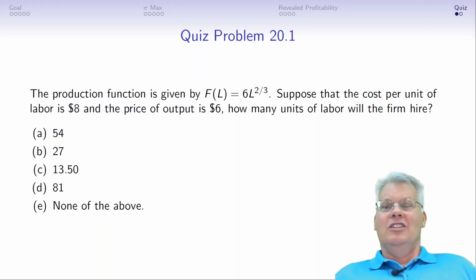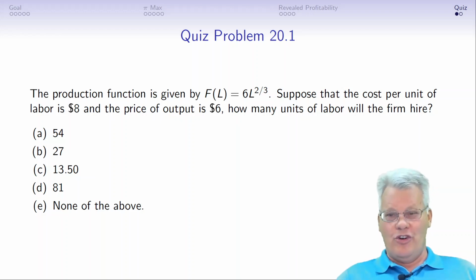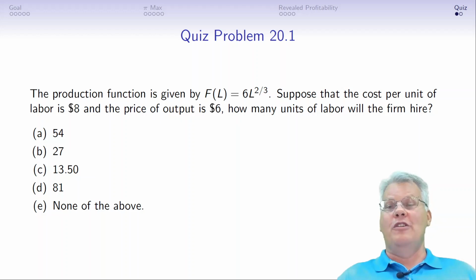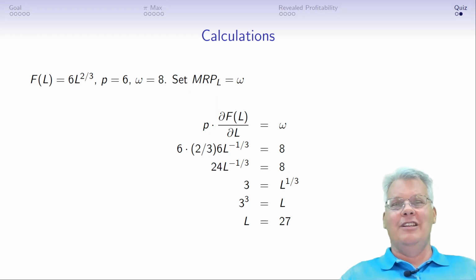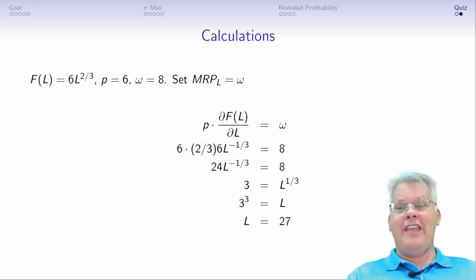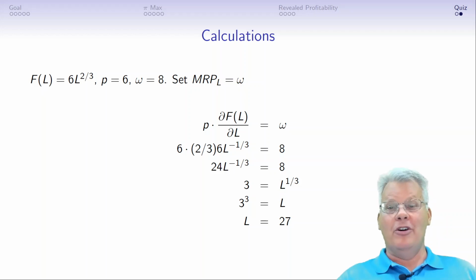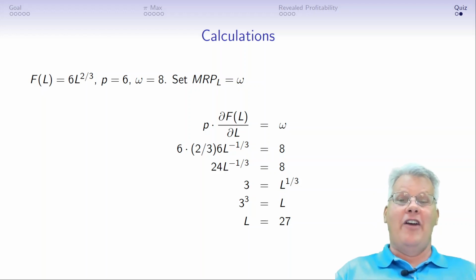Quiz. So let us have a production function, 6L to the 2/3. We have a cost of labor, a price of output. How many units of labor will the firm hire? Well, we can use our favorite profit maximizing input formula that we derived several slides back. So we have on the left-hand side the marginal revenue product of labor. This is the value of the increased output that you would get from hiring one more unit of labor. On the right-hand side, we have the wage rate, which would be the cost of hiring one more unit of labor.